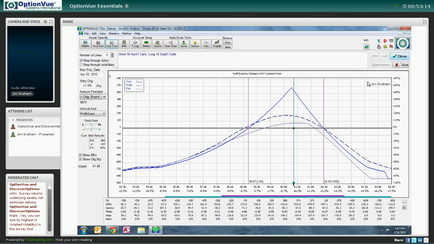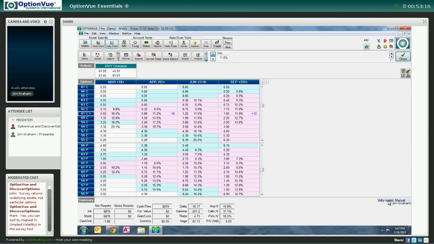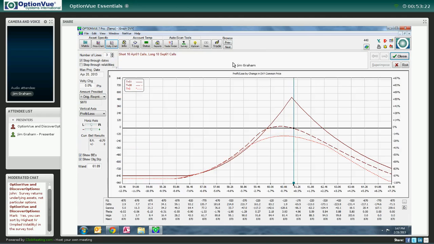Now there are other models, as I mentioned. Right now I have it set to manual. Let me go back to the variable and hit Analyze.